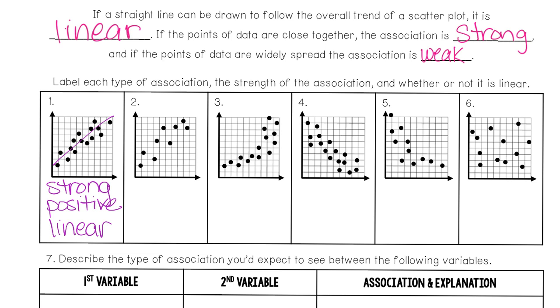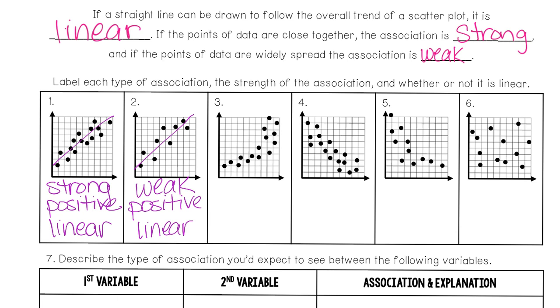All right, for number 2. Weak. I agree, Cameron, weak. But it's weak. Positive or negative or none? Positive, yeah. It's almost similar to number 1, it's just they're a little more spread out, right? So we would say it's positive. And I think it's linear as well. Because again, I can draw a straight line and it's kind of around there, but a little bit loose around there.